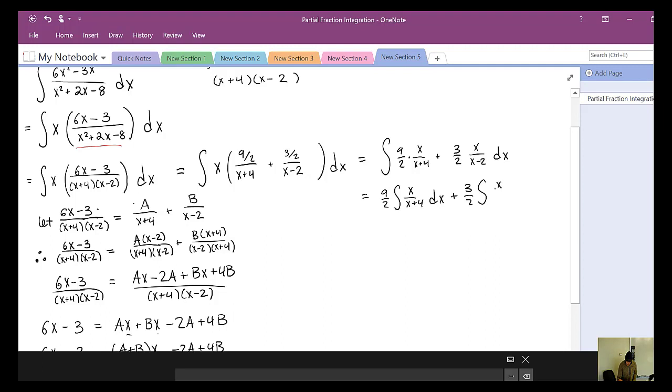Okay, cool. So how would you guys approach solving this first integral right here, x over x plus 4? If we let u equal x plus 4, du is going to be equal to dx.